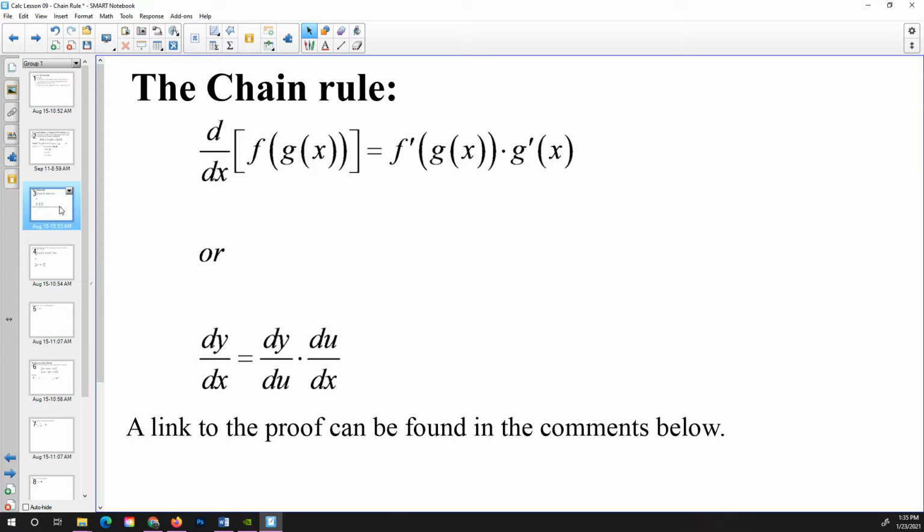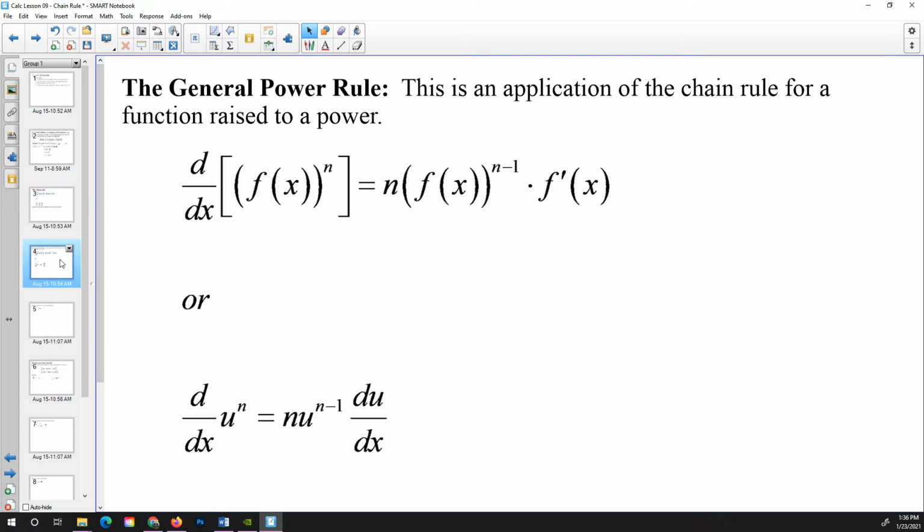The chain rule basically says this: if you have a composition of functions, then the derivative of that composition is the derivative of the outer function, leaving the inner function alone, times the derivative of the inner function. Or the derivative of y with respect to x is the derivative of y with respect to u times the derivative of u with respect to x. A link to the proof can be found in the comments below.